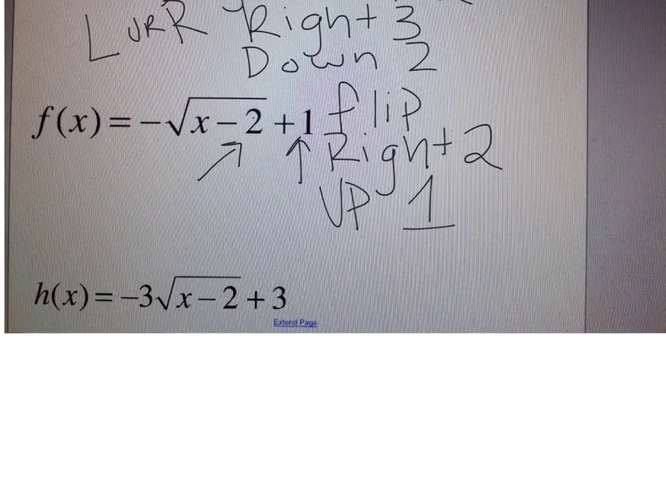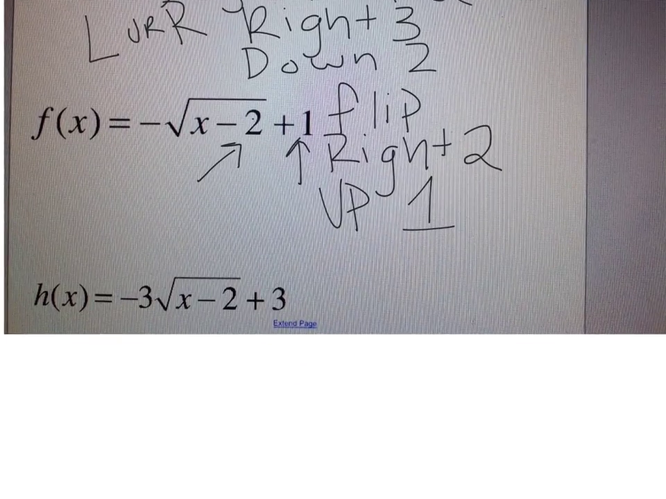And then finally, we've got h of x equals negative 3 times the square root of x minus 2, and a plus 3 on the outside. So there's actually 4 things that have been done to these. See if you can figure out what they are. Pause the video for a minute and go ahead and write down those 4 things that happen.